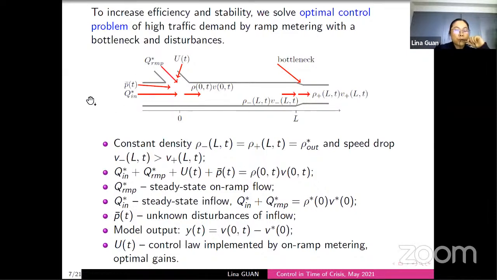We set the model output y(t) equal to v zero(t) minus v star zero. The control law U(t) is implemented by on-ramp metering. Ramp metering can temporarily reduce the traffic throughput, and delay it to increase it later, to prevent the traffic breakdown and associated congestion.